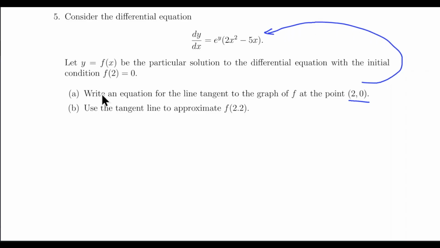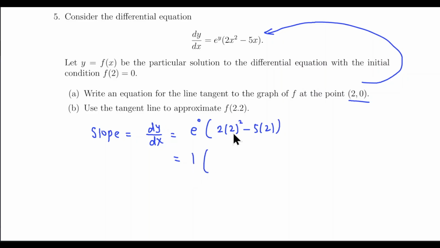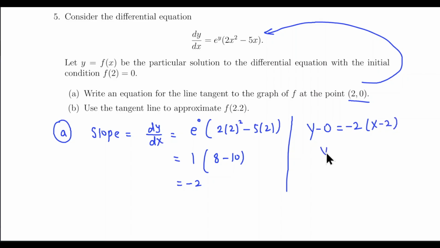So all I need to do is plug this point over here. The slope is going to look like dy over dx, replacing y by 0 and x by 2. This is how it will look. e to 0 is 1, 2 squared is 4, 4 times 2 is 8, 5 times 2 is 10, so this is negative 2. So I have the slope now, and the equation of the tangent line is going to look like y minus 0 is equal to negative 2 times (x minus 2). So it will be y is equal to negative 2x plus 4. That's our answer to question number A.